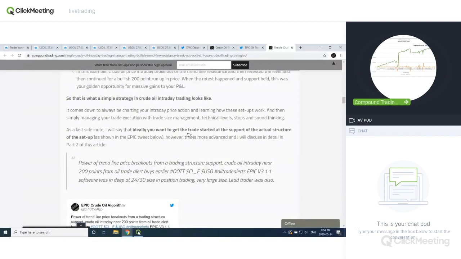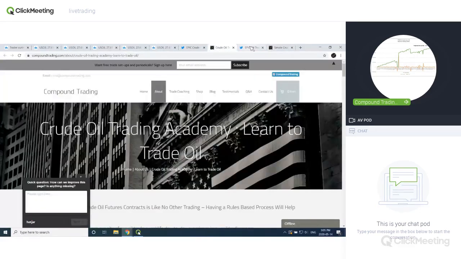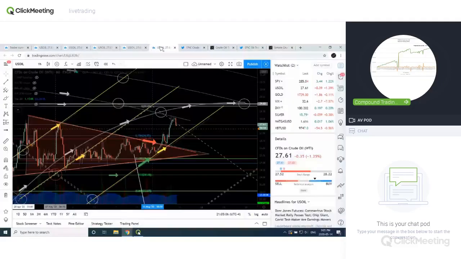The last side note, I will say, ideally you want to get this trade at the support of the actual structure of the setup. So what I'm speaking to there is the actual support of the structure would have been down right here where that green arrow is. Now I alerted to the oil trading feed that was the likely place for your entry, and run, so then you would have got an extra 200 points, right? I think it was 200 points or so, 26 to 25. So an extra 125 points on top of the 200. So that's a 325 point run.